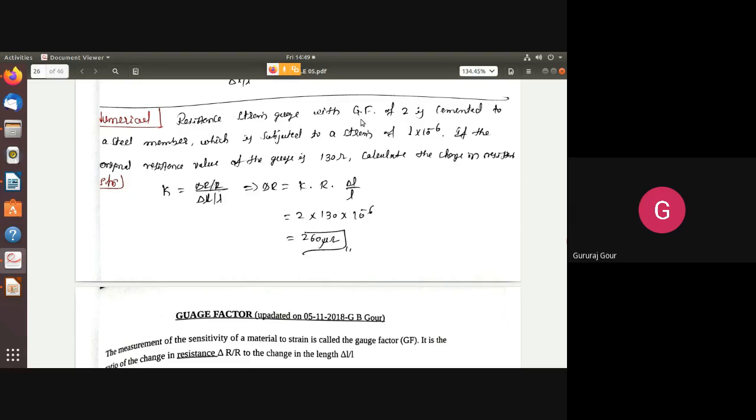A resistance strain gauge with the gauge factor K, that is 2, is fixed to a steel member, which is subjected to a strain of 10 to the power minus 6. Strain is a unitless quantity, that's why it is given simply as 10 to the power minus 6. The original resistance value of the gauge is 130 ohm. So calculate the change in resistance.